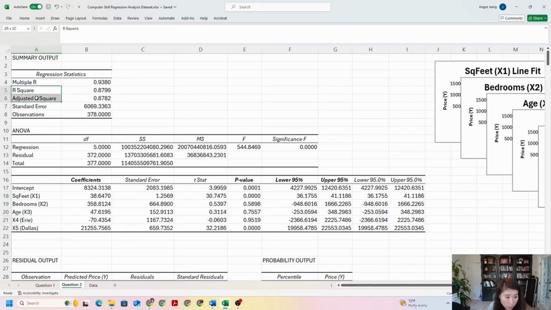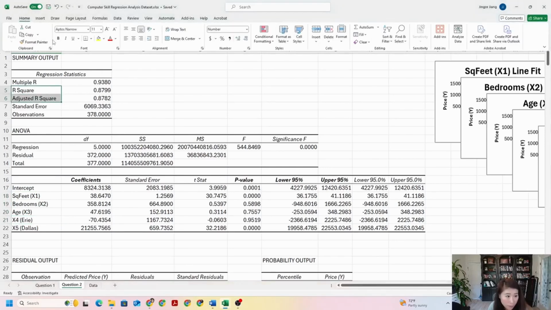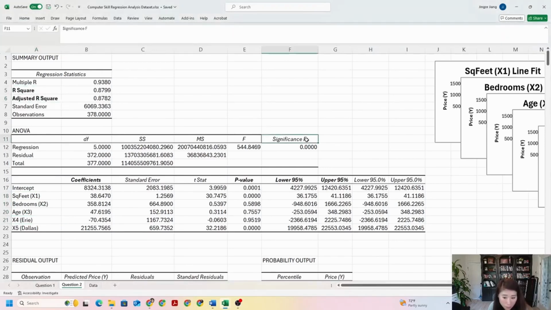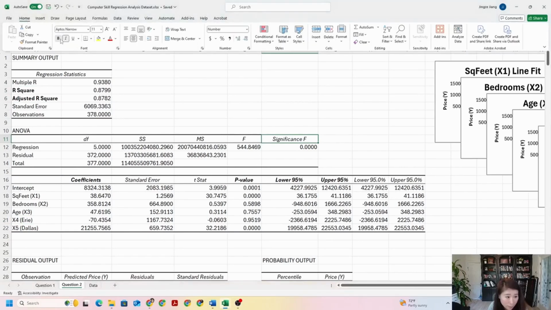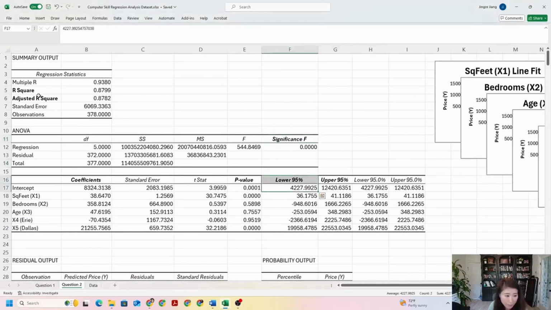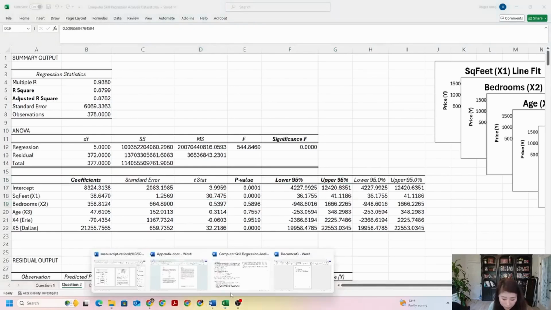I'm highlighting those statistics because we are going to look at them later for the other problems, okay? Those are the significance F, p-value, lower, upper, and the coefficient. Okay, so let's first of all focus on question number 2.